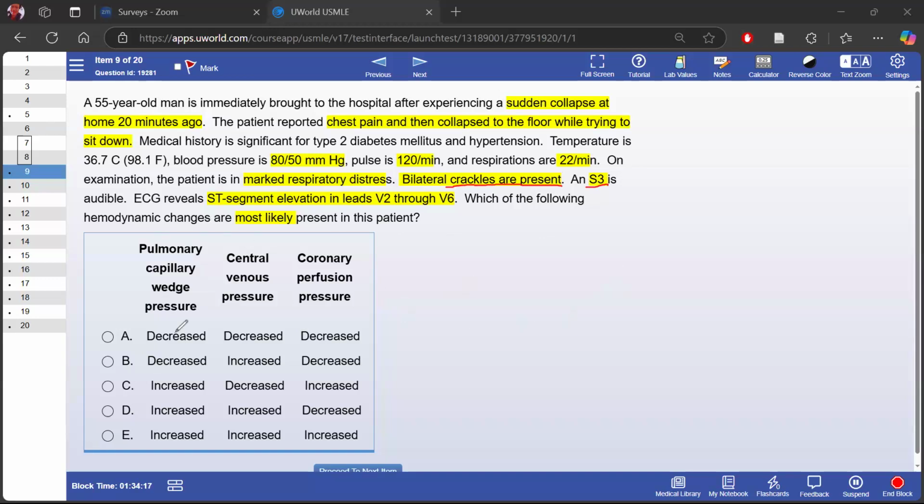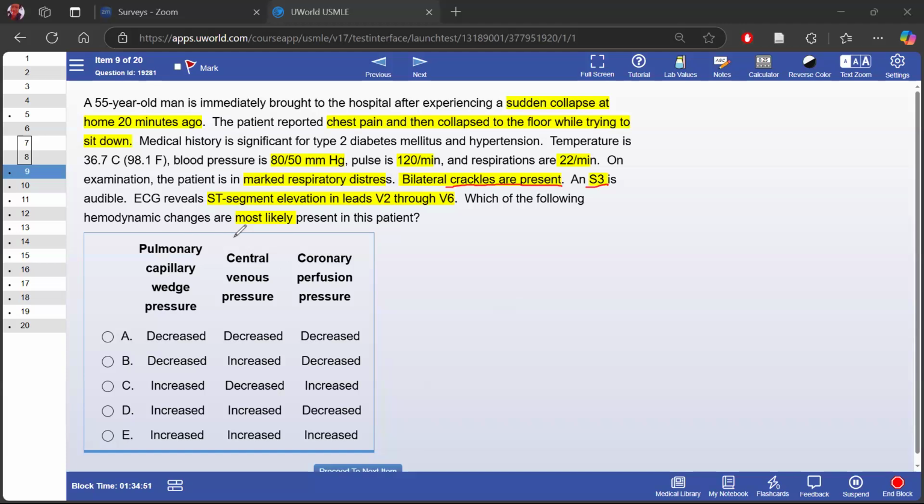What will be the PCWP in this patient? Will it be decreased or increased in a patient with left heart failure? The PCWP is going to be high, right? Because of congestion. The left heart will be congested. The pressure in there will be increased, right?